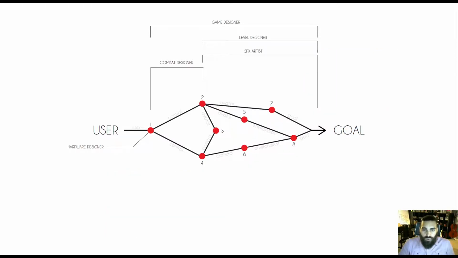And then the last thing that I want to talk about is how this system really also helps to give a window into what specific team member or designer's scope of impact is within the design itself. For example, a hardware designer is only going to be able to operate within that first relational joint, versus the game designer, who has a pretty big umbrella, but then the level designer has a way smaller scope than the game designer, and so on and so forth.